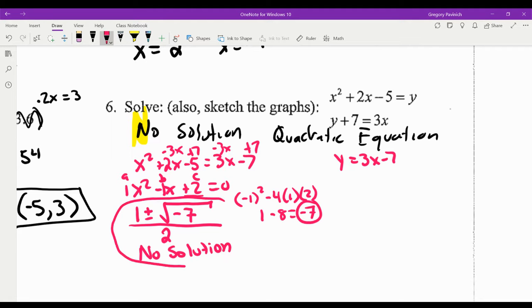That's all I have to show, Mr. Pavanich. So what that means is no intersection. So what this means is there are no inputs that I can plug in for both equations, like a single x that I can plug, or two that I could plug into the equation and get the same output. So now I just need to graphically show that.